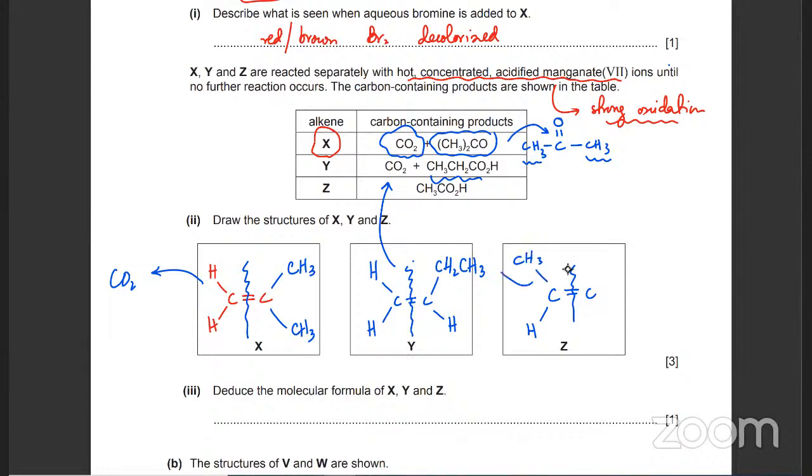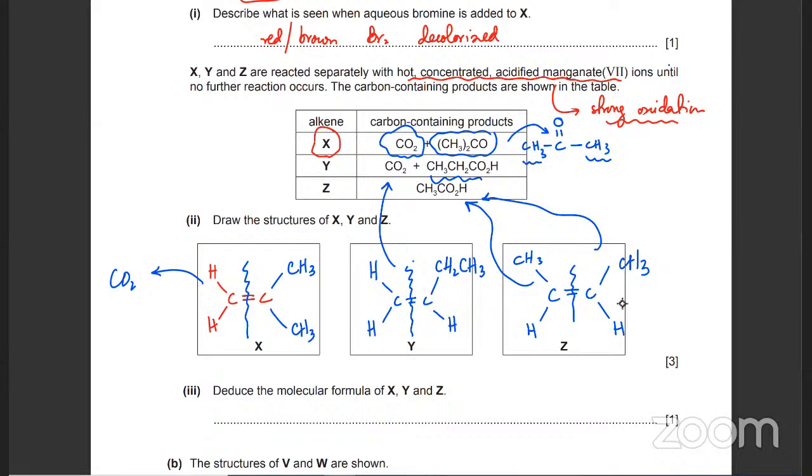So when this molecule breaks off, it forms this carboxylic acid. And since you're only getting carboxylic acid, that means the other part is also identical. It's also going to give you the same thing. So it's going to have an H, and it's going to have a CH3 group. So that is also going to turn into a carboxylic acid.